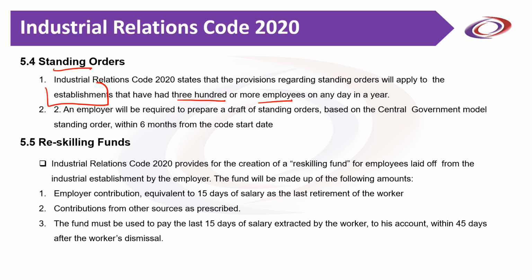Second, an employer will be required to prepare a draft of the standing orders, which will be based on the central government model, and it has to be started within 6 months from the code start date, in consultation with the recognized negotiating unions or members of the council, concerning the matters that have to be certified by the officer. So the standing orders, a draft has to be created and followed.